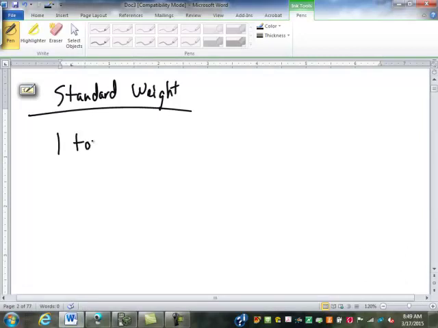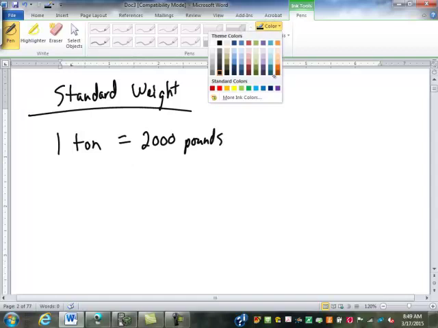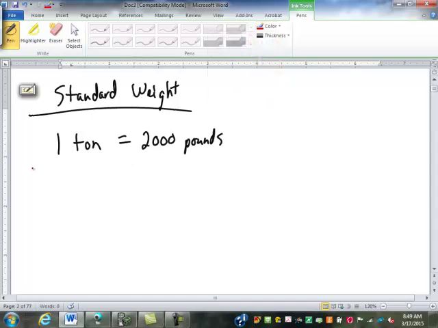Dresden got it. A ton. How big is a ton? 2,000 pounds. Now, this is actually what's called a short or a net ton, 2,000 pounds. When you hear the word ton, 99.999% of the time, this is what they're talking about, is the 2,000 pound net ton or short ton.